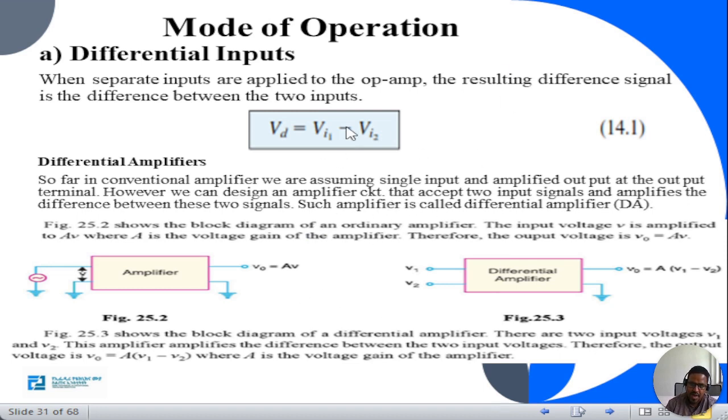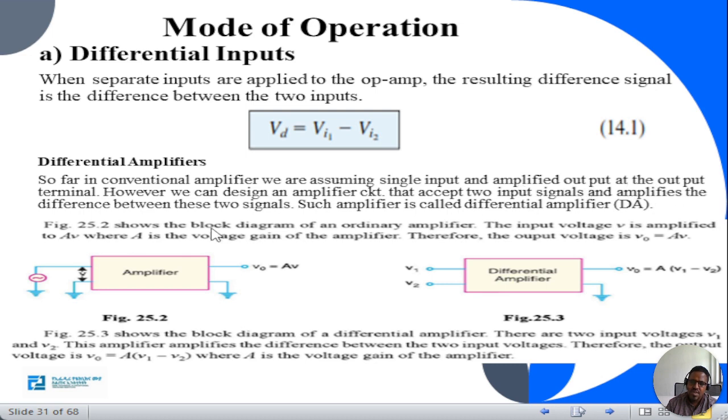Let's see examples, and how they operate in differential mode, in common mode, or how to calculate it. When separate inputs are applied to the op-amp, the resulting difference signal is the difference between the two inputs. So V differential becomes V input 1 minus V input 2. That means maybe V non-inverting minus V inverting. That is V differential.